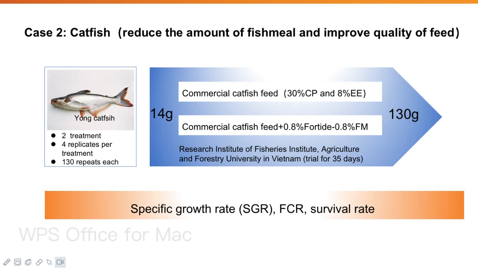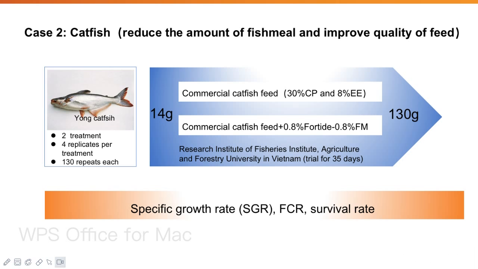The second case was a study on catfish conducted by the Aqua College of the University of Agriculture and Forestry in Vietnam. The animal stage is 14 to 130 gram juvenile catfish, and the design has two treatment groups, 4 repetitions per treatment and 130 fish per repetition. The application is that we use commercial catfish feed with 30% CP and 8% EE as a control group, and on the basis of the commercial catfish feed, add 0.8% of Fortide and reduce the same level of fish meal.